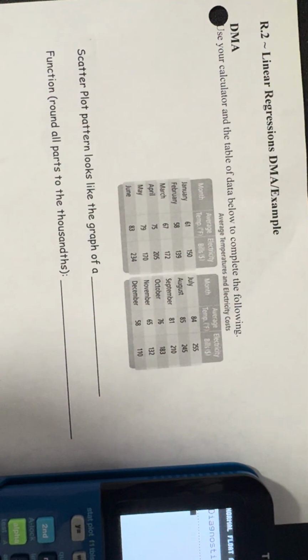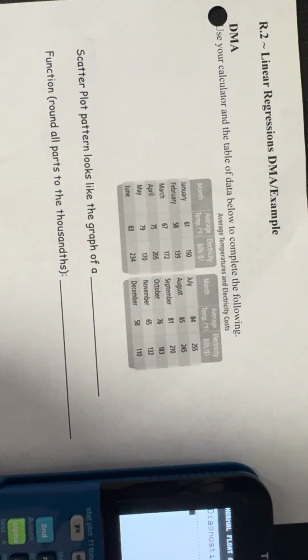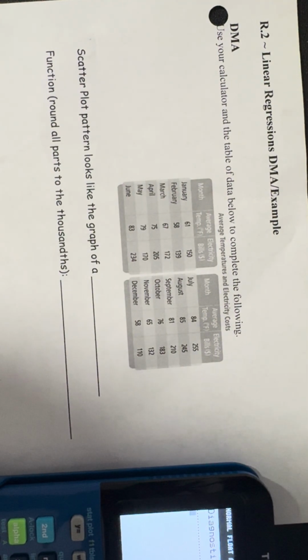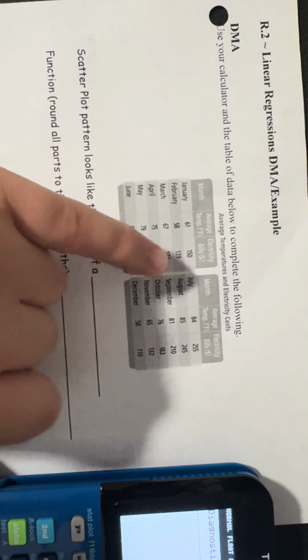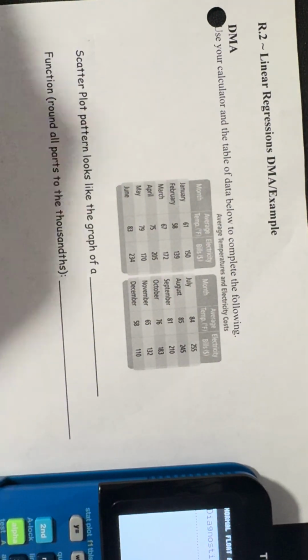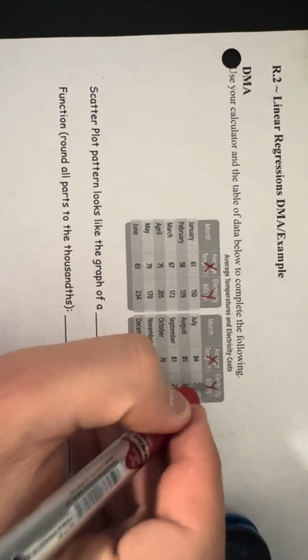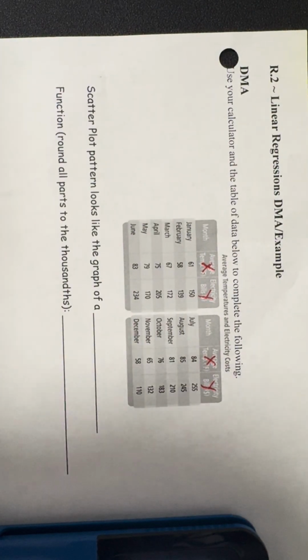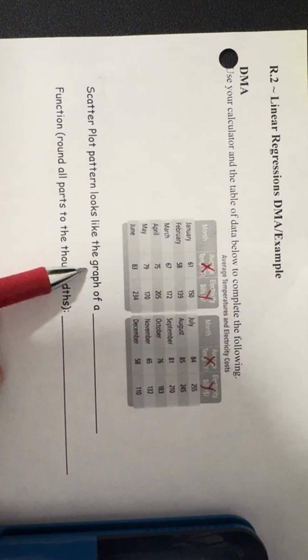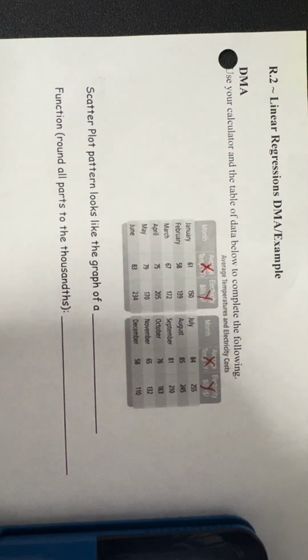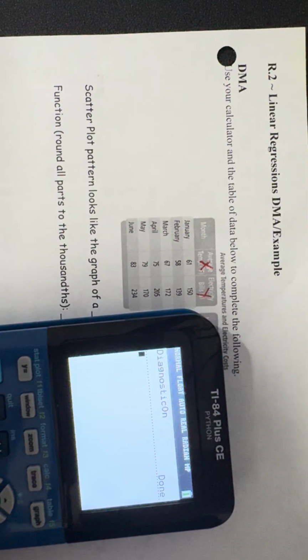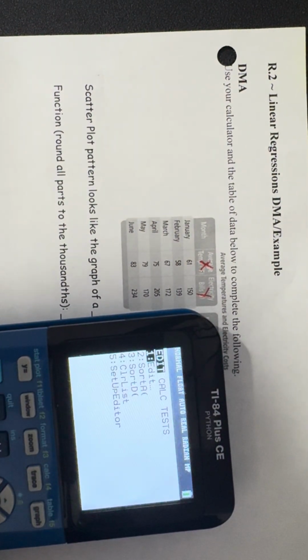Anyways, we're going to look at this problem. It says use your calculator and the table of data below to complete the following. We've got months, temperatures, and electricity bills, so what we have here are X and Y values. Same thing as before. The scatter plot pattern looks like a graph of A. Let's figure it out. To do that, we're going to go on stat.